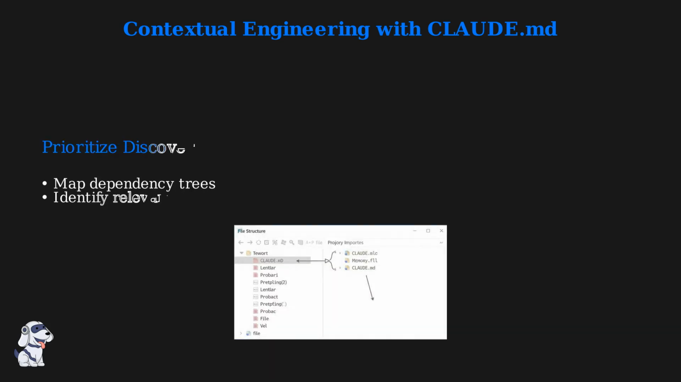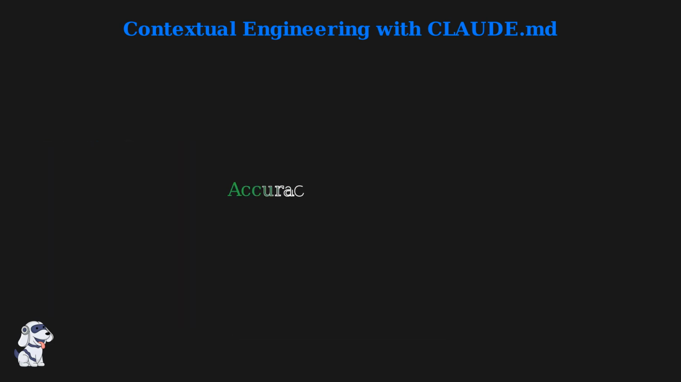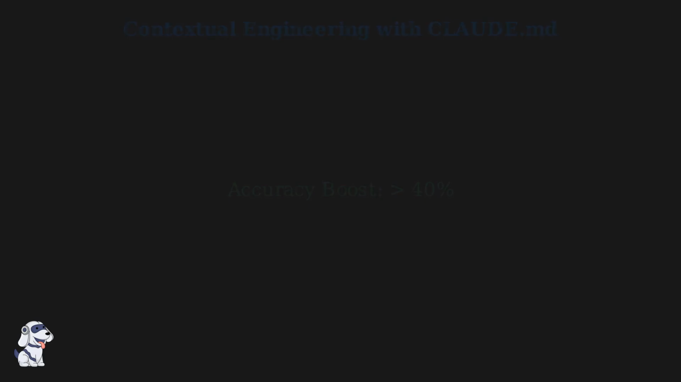Finally, prioritize context discovery. Ask the AI to map the dependency tree or identify relevant files before attempting complex refactors. By scoping your requests, you increase the accuracy of generated solutions by over 40%.